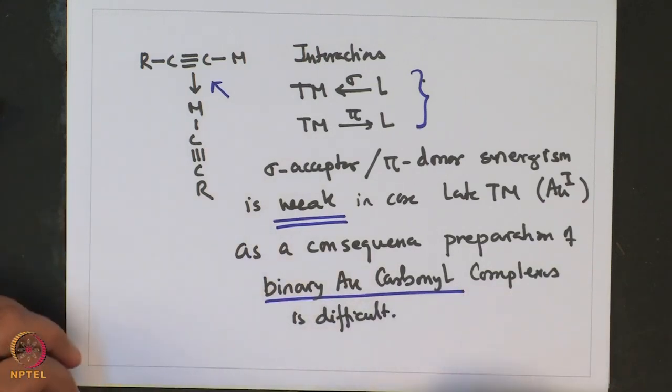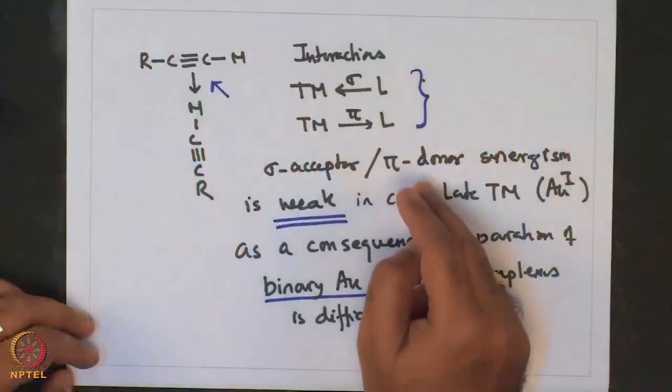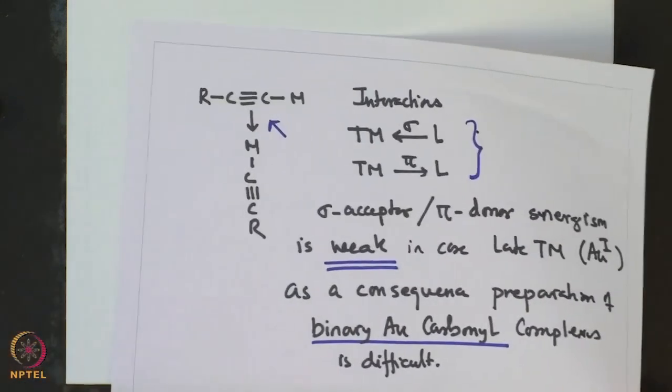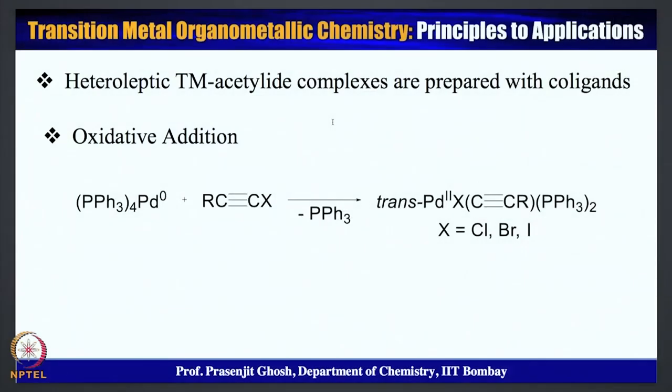This is a very interesting observation, that a late transition metal like gold can stabilize the acetylide moiety, but finds it difficult to stabilize the carbonyl moiety, because this pi acceptor and sigma donor synergism that stabilizes this kind of interaction is weak in nature for late transition metal gold 1 complexes. Hence, these transition metal acetylide complexes are usually prepared as heteroleptic complexes using other co-ligands.